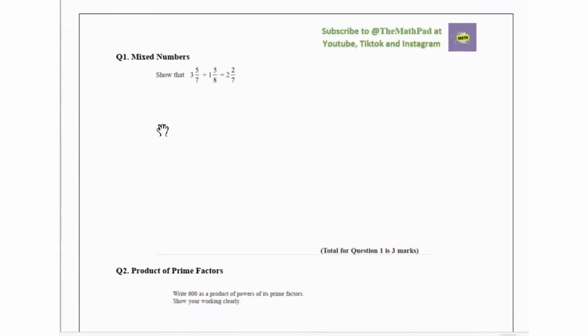So in the first question, we are dealing with mixed numbers, which is a very common question that comes in paper 2. So we have to show that 3 whole number 5 over 7 divided by 1 whole number 5 over 8 is equal to 2 whole number 2 over 7.